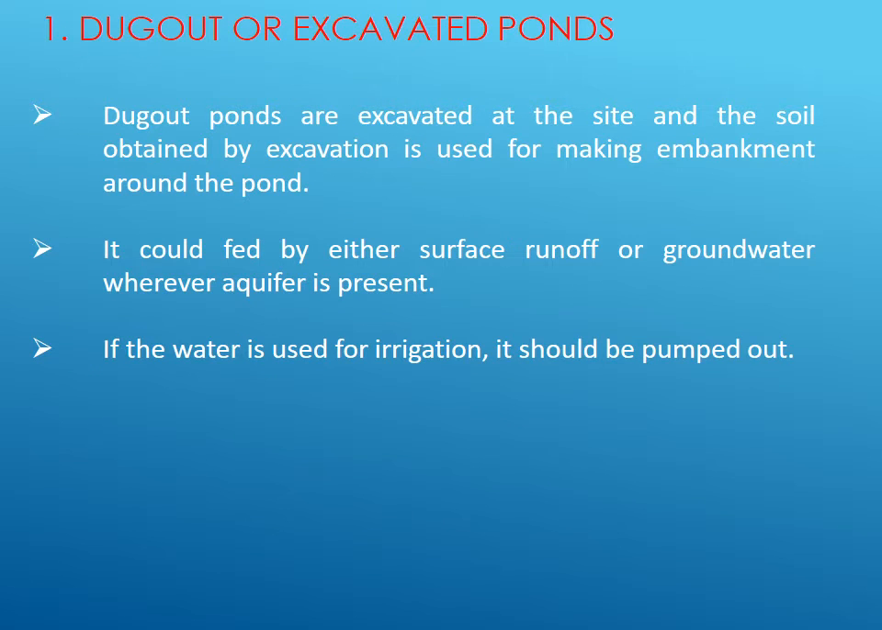Now we will see the first one, that is dugout or excavated ponds. Dugout ponds are excavated at the site, and the soil obtained by excavation is used for making embankment around the pond. It could be fed by either surface runoff or groundwater wherever an aquifer is present. If the water is used for irrigation, it should be pumped out.